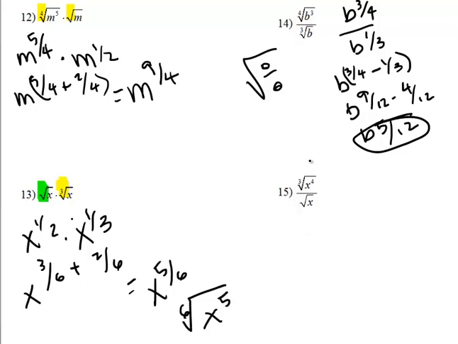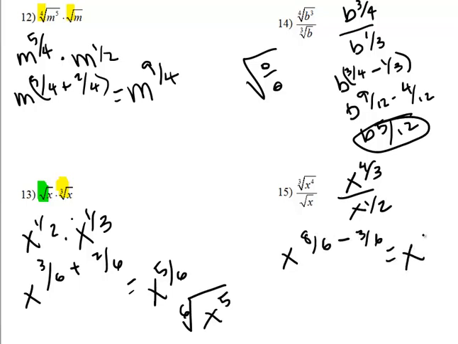Here, again, I'm going to be working with fractions. So x to the 4/3 over x to the 1/2. And that's the same as x to the, and we're dealing with 6, so 8/6 minus 3/6 equals x to the 5/6. And coincidentally, that and that are equal.